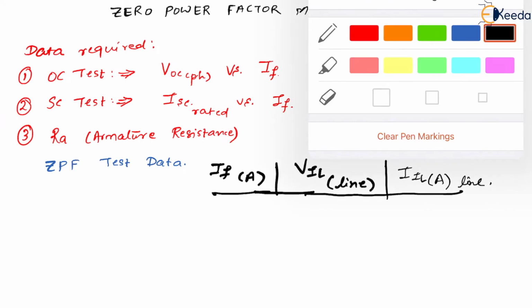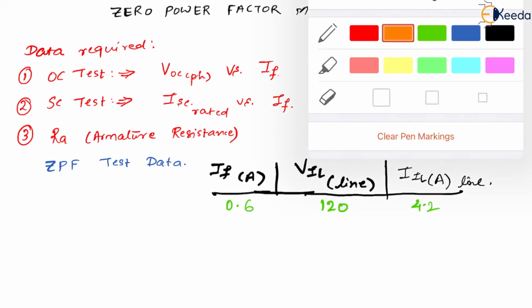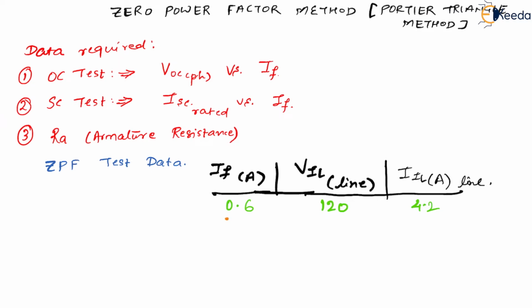For example, this IF, it is, let us say, 0.6 amperes. Your VIL, let us say it is 120 volts, and your IIL is, let us consider, 4.2 amperes. These are just random numbers which we generally see in our laboratory. Treat them as random numbers, not so hard and fast rule, correct? Yes.